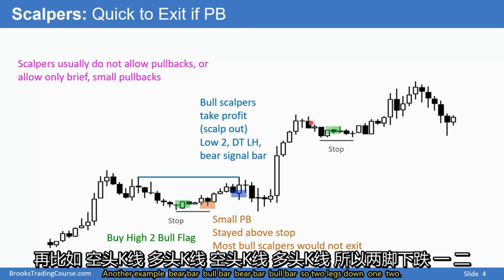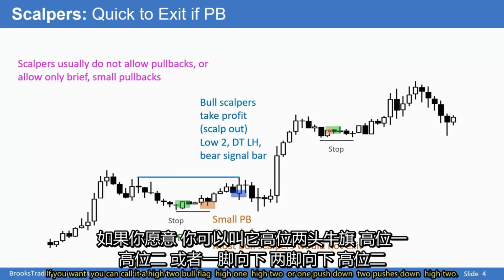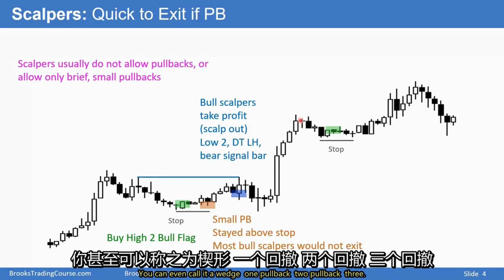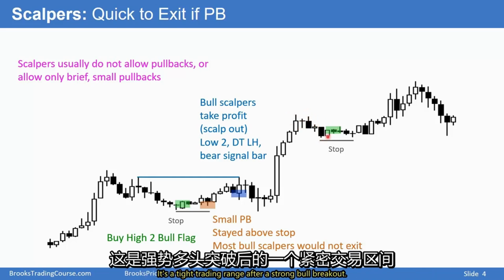Another example: bear bar, bull bar, bear bar, bull bar. So 2 legs down, 1, 2. If you want, you can call it a high 2 bull flag, high 1, high 2, or 1 push down, 2 pushes down, high 2. You can even call it a wedge: 1 pullback, 2 pullback, 3. Doesn't matter. It's a tight trading range after a strong bull breakout.